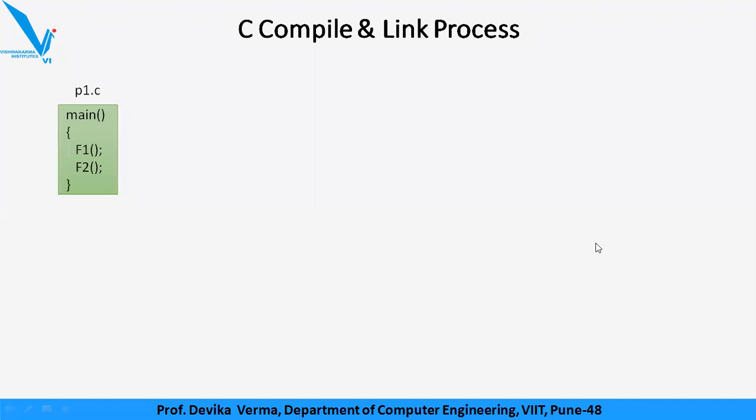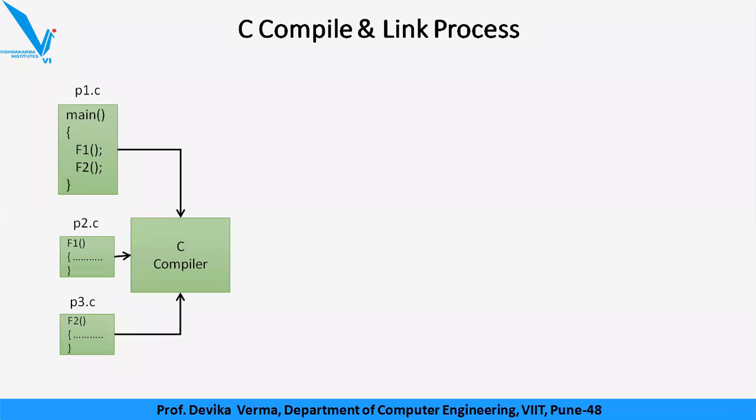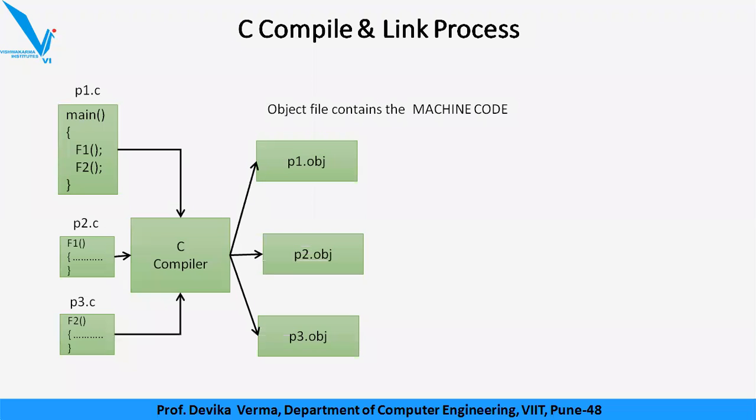In C, suppose you write code in which you have two methods and two method calls, F1 and F2. And suppose these two methods are written in two different programs, P2.C and P3.C. After you pass all of this to the C compiler, it will create three separate object files. Now what is there in these object files? p1.obj, p2.obj and p3.obj are going to contain your machine specific object code. That is what we call object code, machine code.